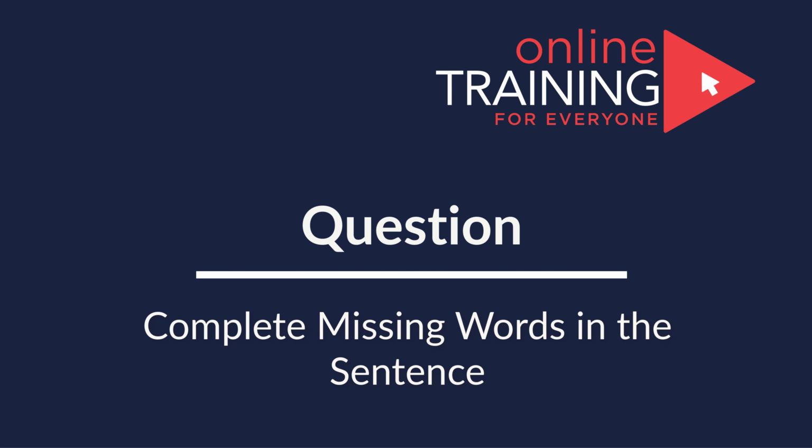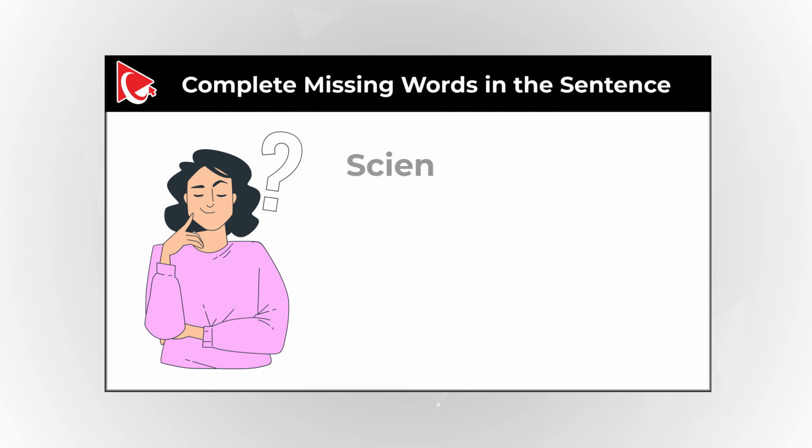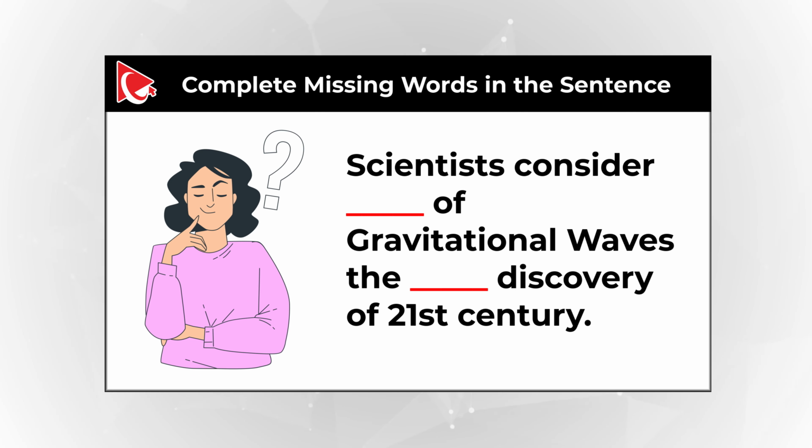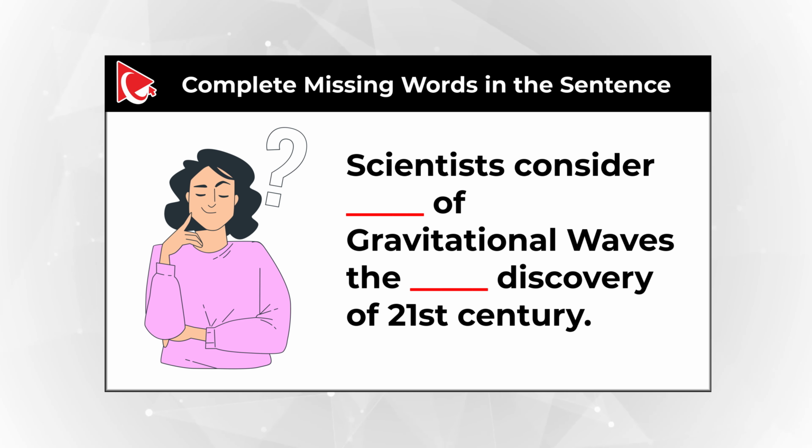Here's a very interesting question which may not be as simple as it looks. You're presented with the sentence, "Scientists consider something of gravitational waves the something discovery of the 21st century." You need to complete the missing words and replace something in the sentence with 1 out of 4 different choices.